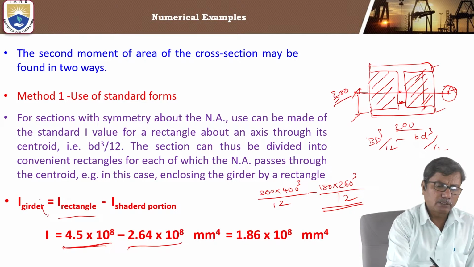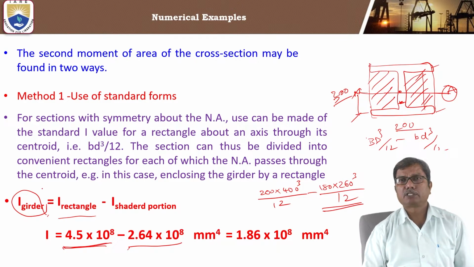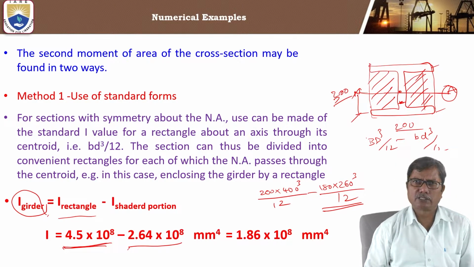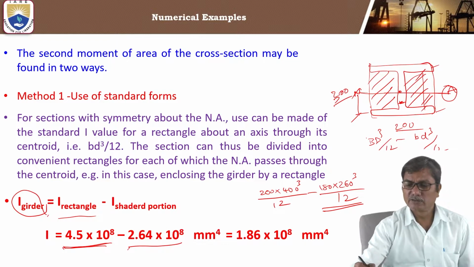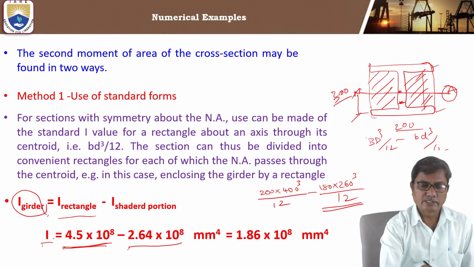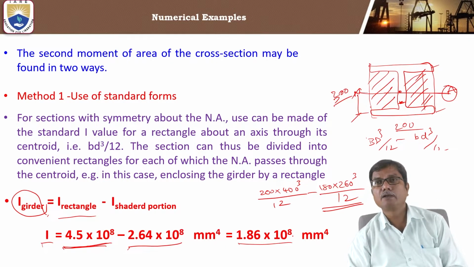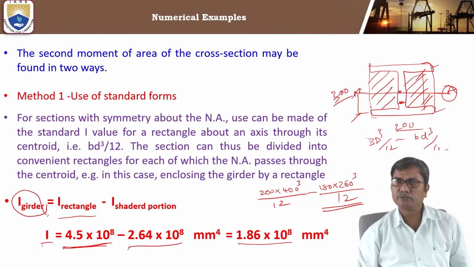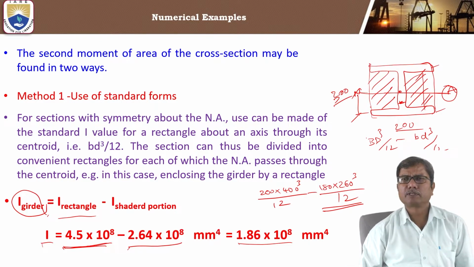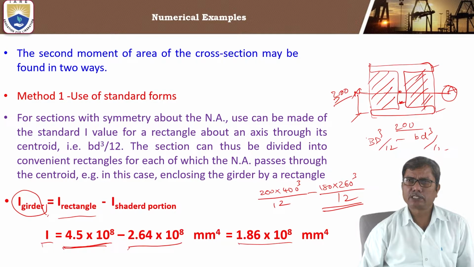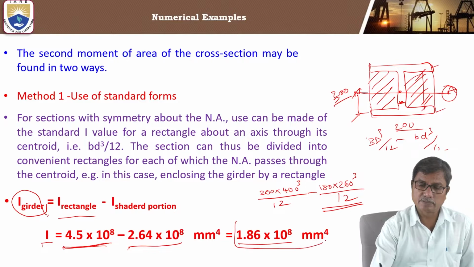So the moment of inertia for the given girder section, which is an I section here, is the difference of these two, that is 1.86 into 10 power 8 millimeter power 4. This is the moment of inertia or second moment of area. So this is the first part of the given example, the given problem.